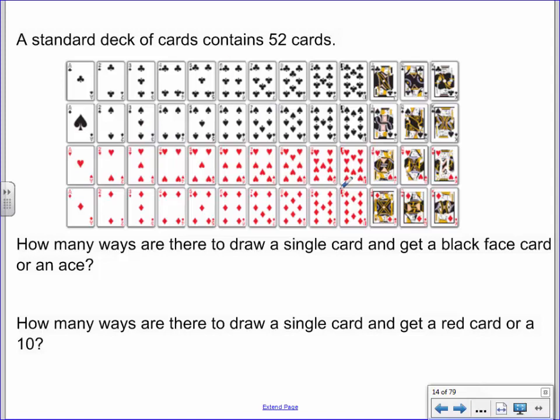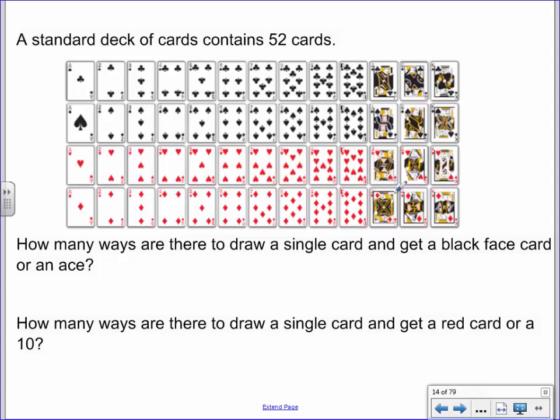Here's my question. Let's say you were playing a game of poker, and in order to win your game of poker, you needed to either get a black face card or an ace. Say that one more time. You're playing poker, and the only way you're going to win is if you get either a black face card or an ace. Everything else you lose. What are the chances of you winning?